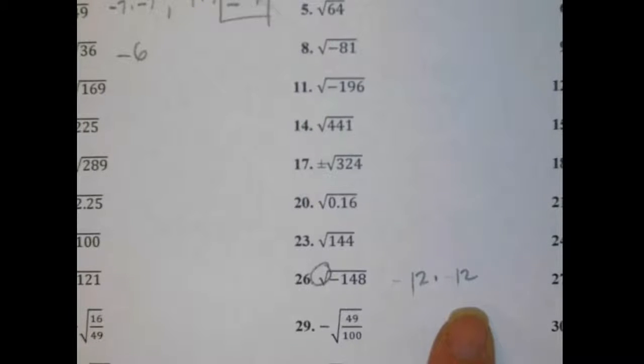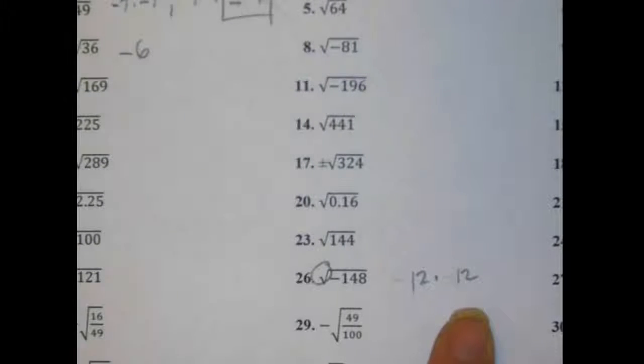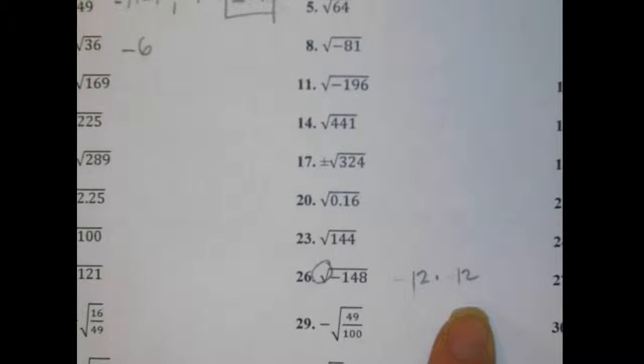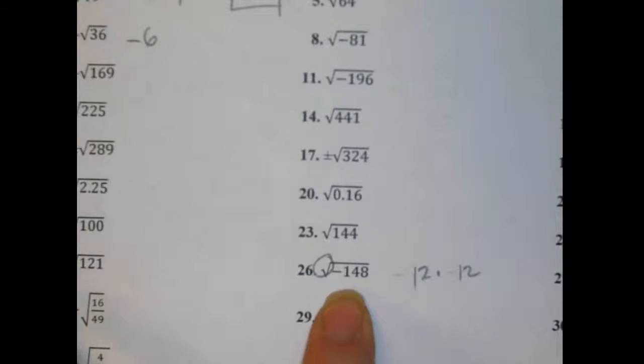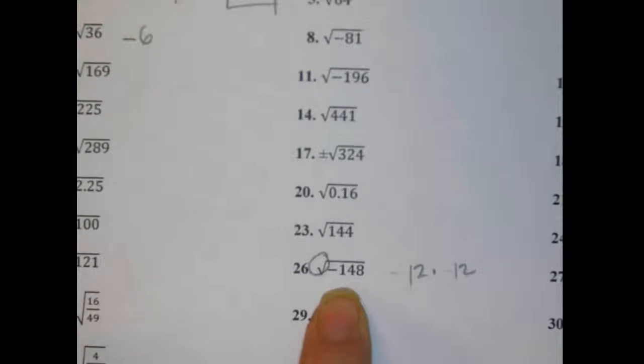I hear whispering, but I don't hear actual answers. So let's be loud and proud about our responses here. It gives me positive 144. So do either of those answers get me anywhere close to this negative 148 underneath my radical? Does it? Do any of those give me a negative?